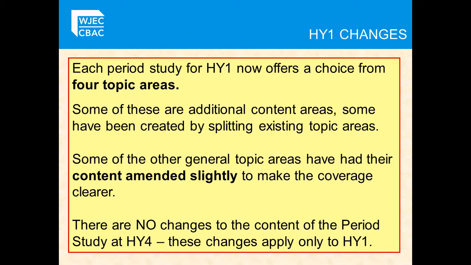The most important change to the HY1 specification is to the content. To try and offer greater and wider coverage of the period study, a 4th topic area has been added to the period studies. This has been done by amending some existing topics, by splitting some existing topics, or simply adding a new area to offer greater variety in the course. For example, introducing a social and economic, a foreign policy, or a gender theme where it is appropriate.